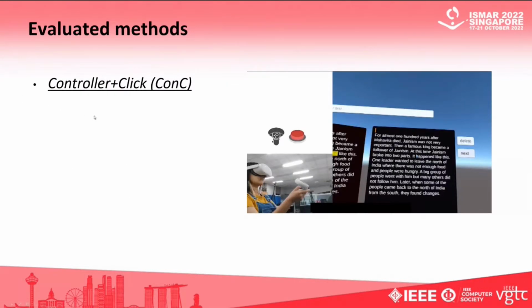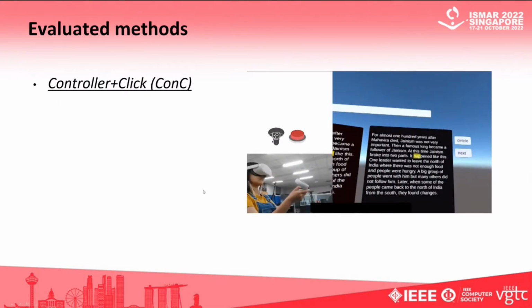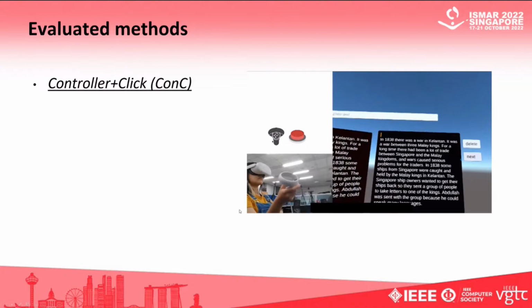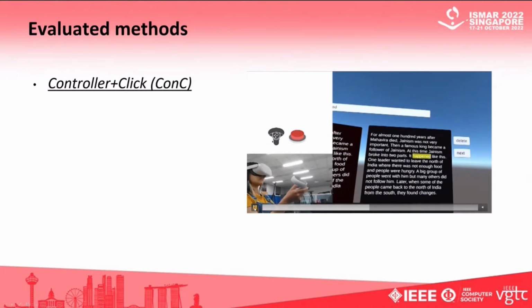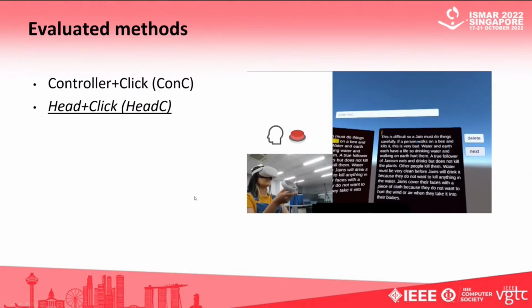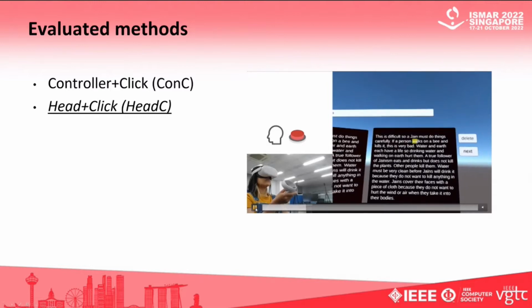So these are the techniques we have evaluated. The first one is controller click. The user uses controller-based pointing to move the cursor and then clicks the controller button to make the selection. The second one is head click. The user uses head rotation to move the cursor and clicks on the controller to make the selection.